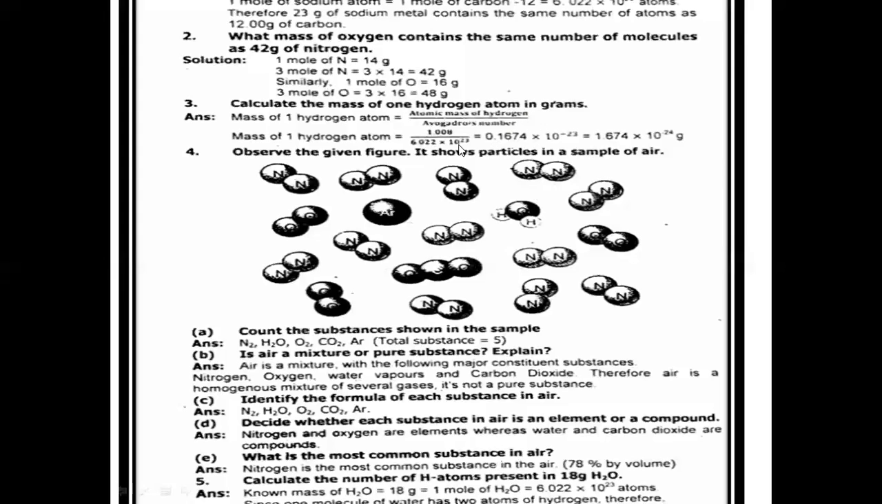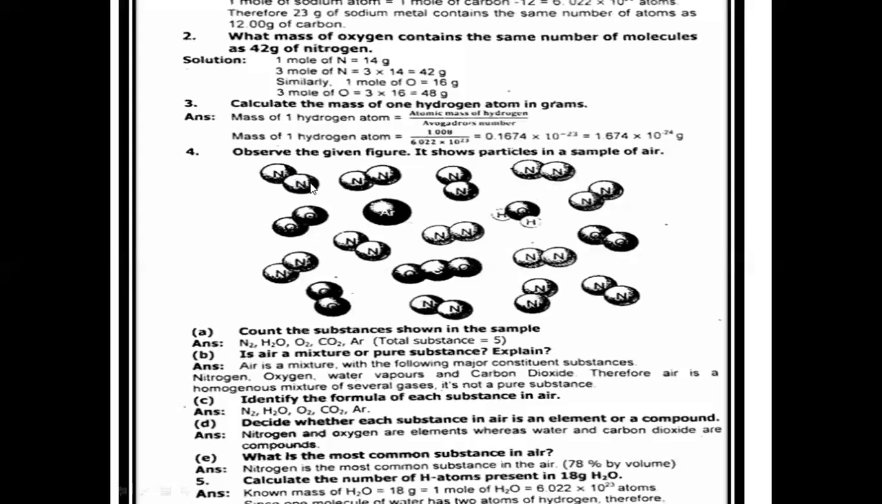Okay. Formula is same, don't get confused. And the mass of one hydrogen atom is 1.674 × 10^-24 grams. Okay. Observe the figure, it shows particles in a sample of air.